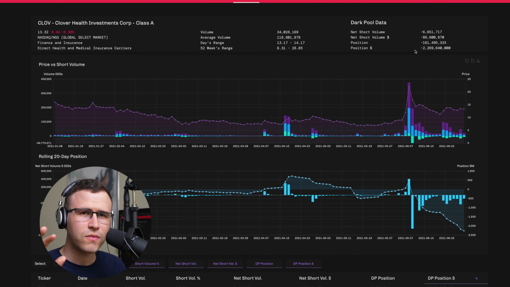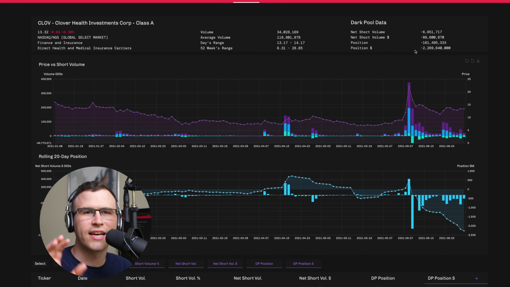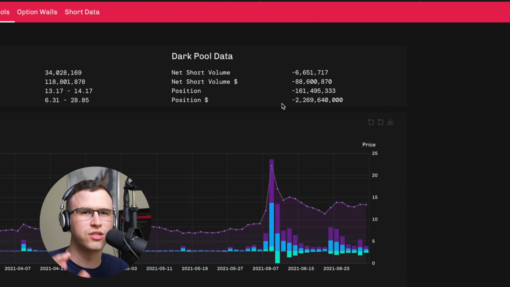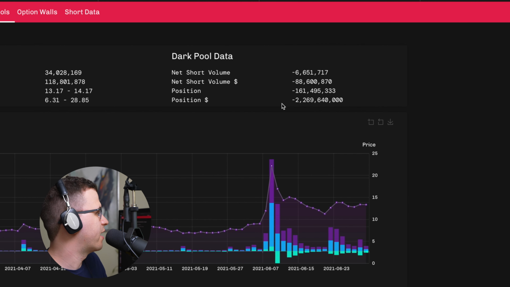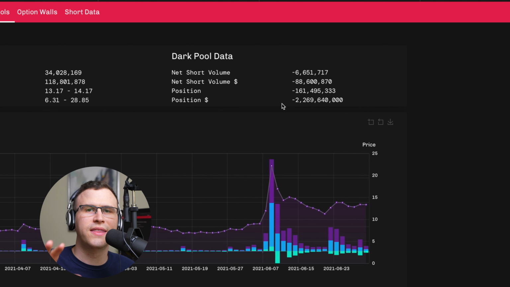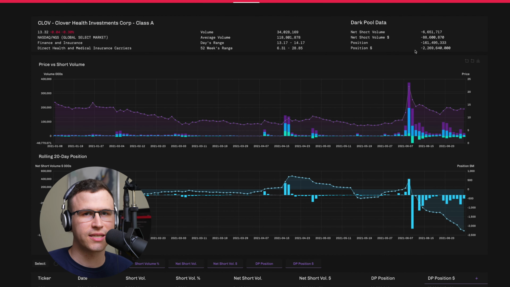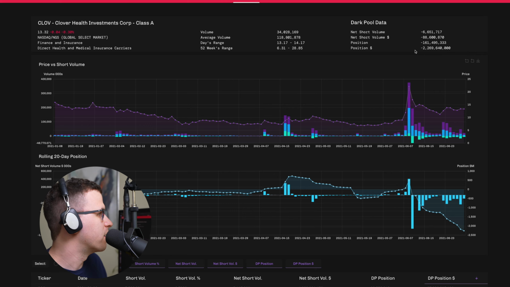So on the stockgrid.io website, we can look up CLOV, and as we can see at the top right, it shows the dark pool data numbers, okay? We can see that everything is negative. Negative 6 million, negative 88 million, negative 161 million, and negative 2 billion, okay? This negative amount of shares or dollar positions tells us that this is in a net long position. A positive number would indicate a net short position. So let's check to see what it says at the bottom of the page real quick.